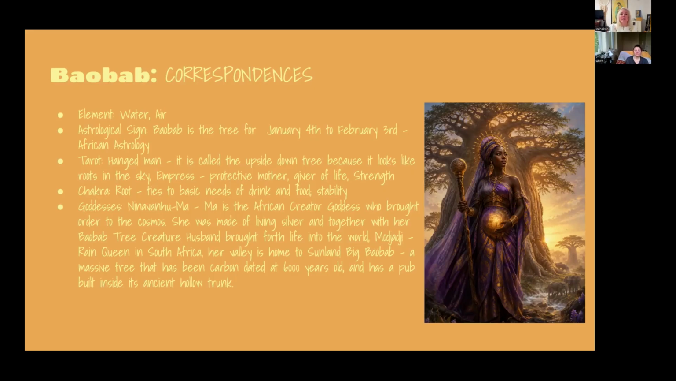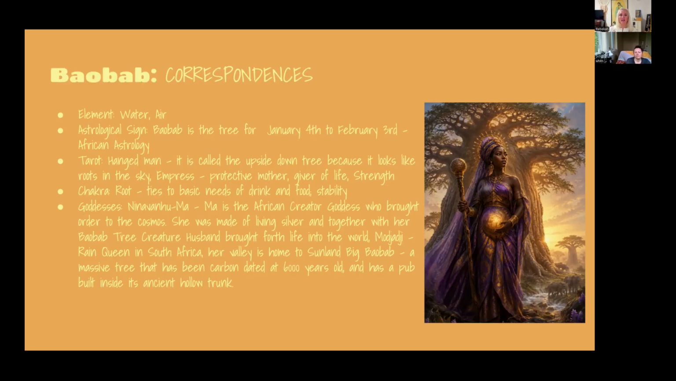So Ninevanu Ma, and Ma is the African creator goddess who brought order to the cosmos. She was made of living silver. And her baobab tree creature husband, they brought all the life into the world. So that's how she's connected to that.